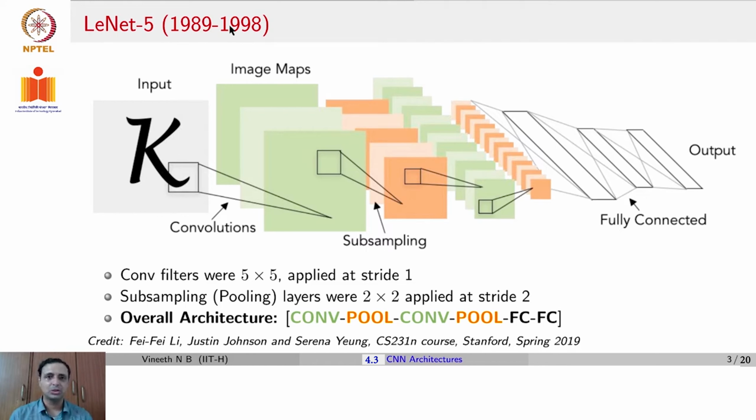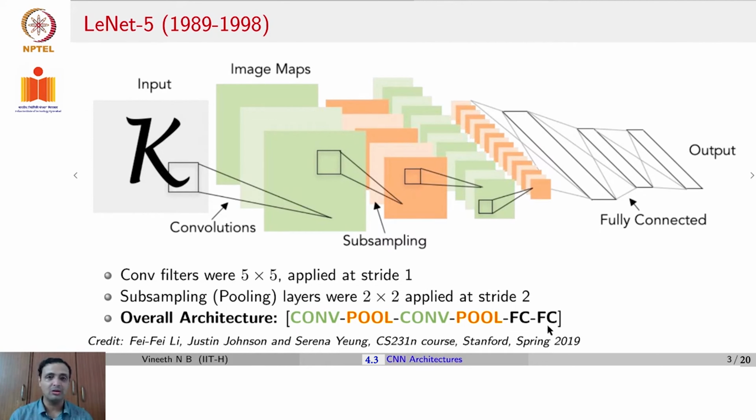The LeNet convolutional neural network architecture looks like what you see here. It starts with a convolutional layer, then goes for a pooling layer, then again a convolutional layer, then a pooling layer, then two fully connected layers, and then finally the output layer. The convolutional filters were of the size 5 cross 5 applied at stride 1. The pooling layers were 2 cross 2 applied at stride 2. You can see the overall architecture written this way.